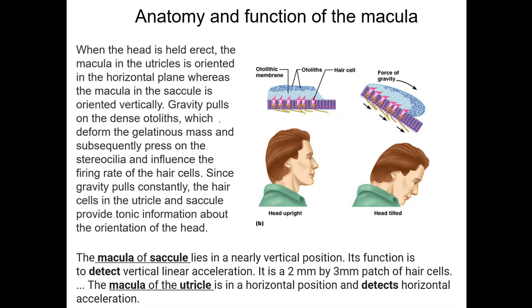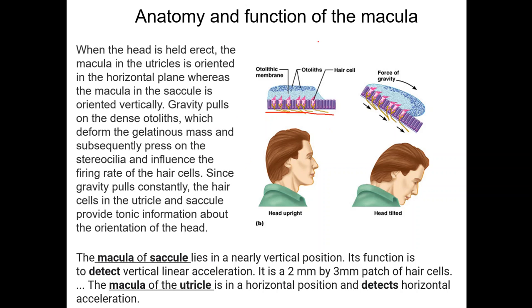what happens is that when the head is held erect, the macula in the utricle is oriented in the horizontal plane, shown here, whereas in the saccule it is oriented vertically, and gravity pulls on the otoliths, which will deform the gelatinous mass and press consequently on the stereocilia of the hair cells. And this is pretty much a constant force that is applied, and therefore the hair cells in the utricle and saccule provide tonic information, which means a constant pressure, a constant signaling, which gives information about the orientation of the head.